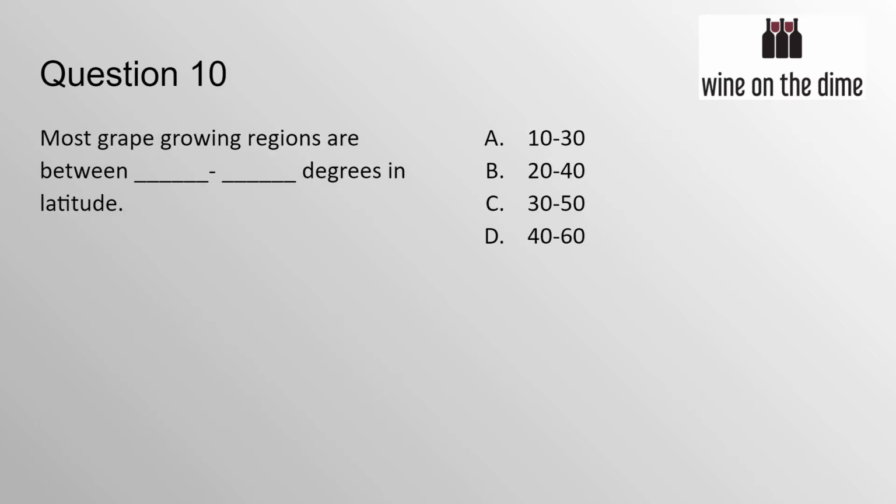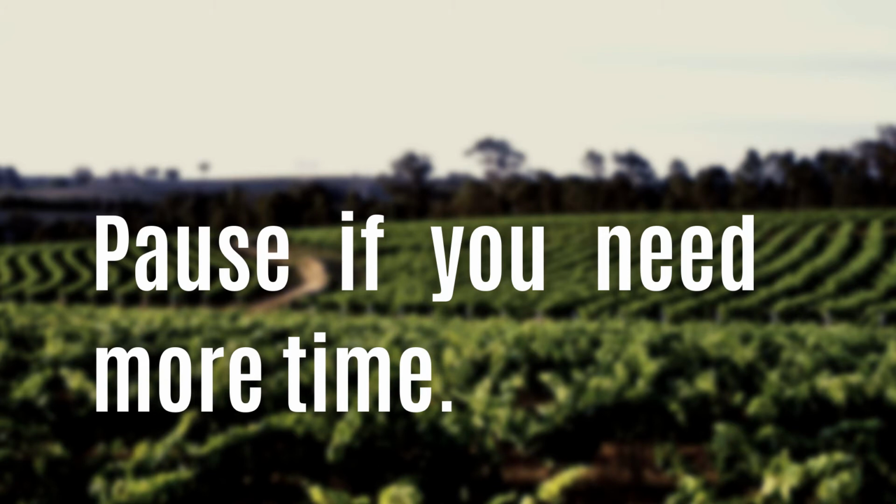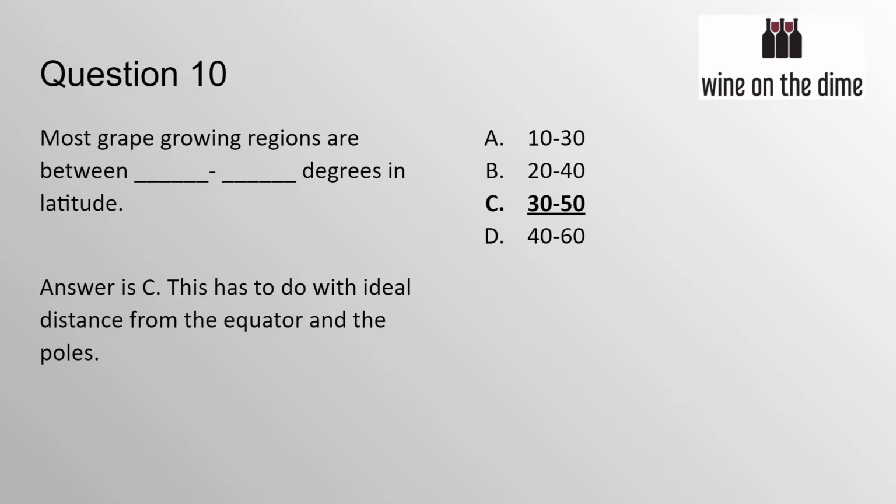Question 10. Most grape growing regions are between blank and blank degrees in latitude. A. 10 and 30 degrees, B. 20 and 40 degrees, C. 30 and 50 degrees, D. 40 and 60 degrees. The answer is C. This has to do with the ideal distance from the equator to the poles.